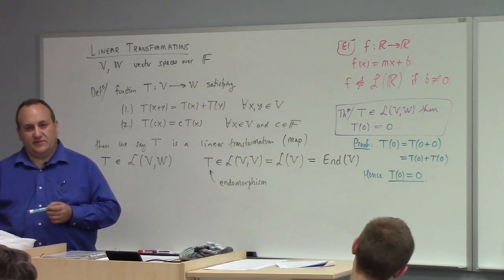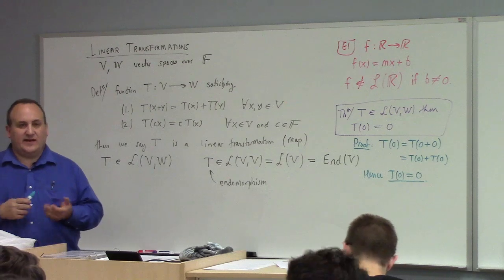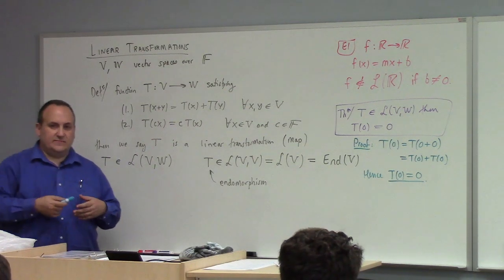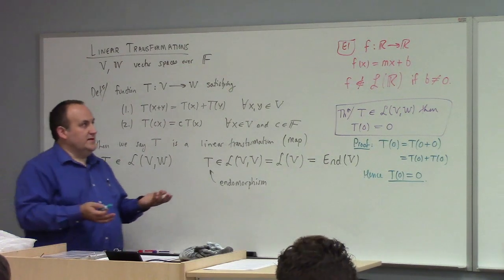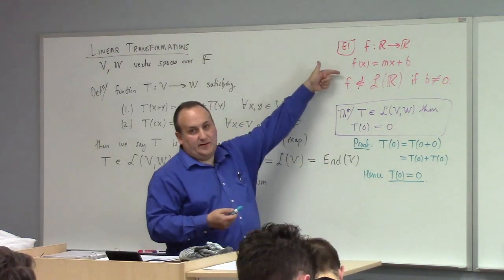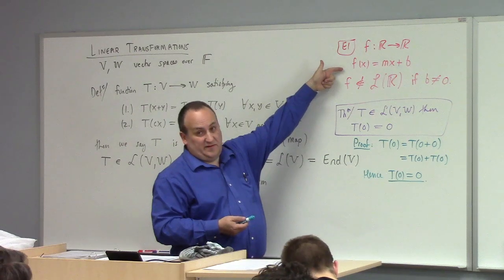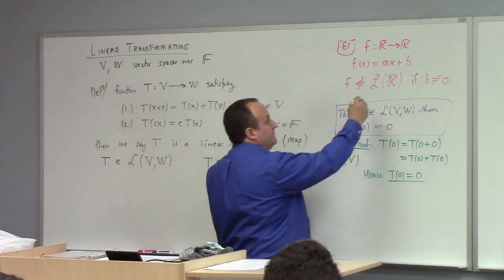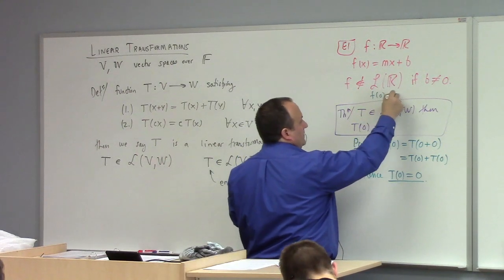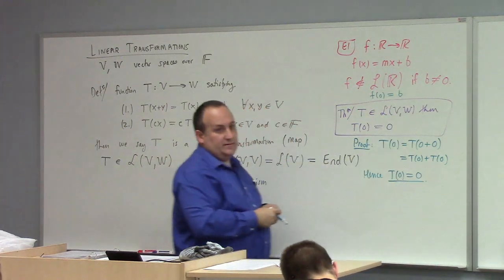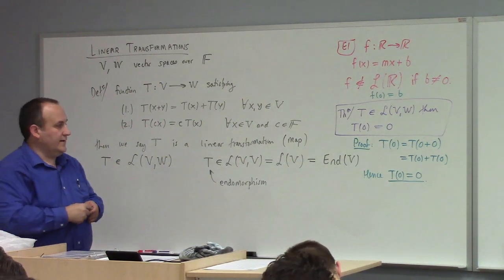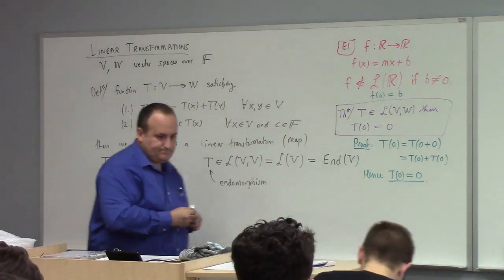So 0 has to map to 0 for a linear transformation. A quick way to check if something's a linear transformation or not is, does it map 0 to 0? If it doesn't, game over, it's not a linear transformation. And that's why I can easily see in example 1 that if b is not equal to 0, if I plug in f of 0, what's f of 0 equal to? It's the y-intercept, right? It's b. Okay?